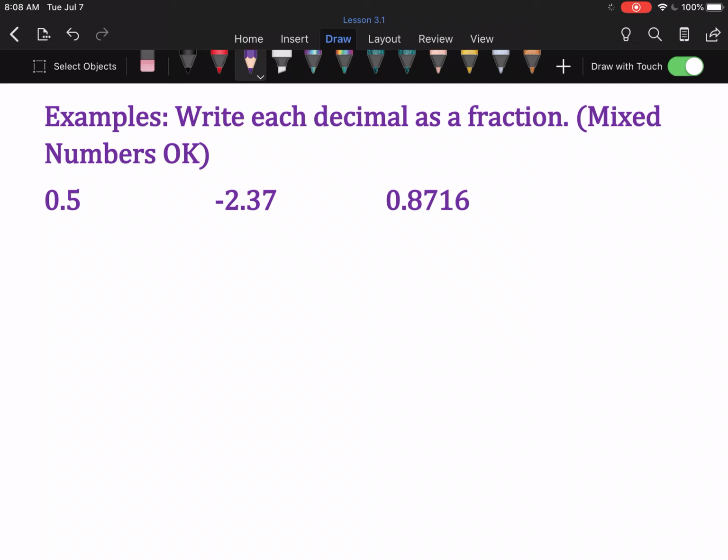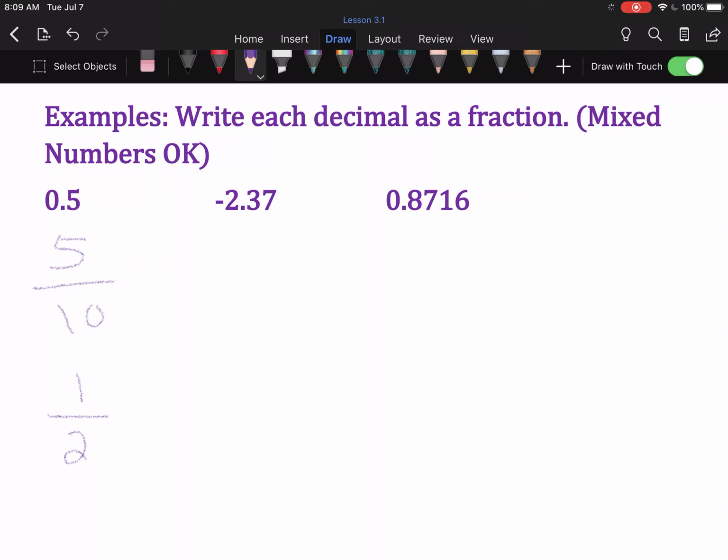This first decimal is 0.5. That number ends in the first place after the decimal, so that is 5/10. Well, 5/10 sounds an awful lot like a fraction. There's a reason for that. It is. All we have to do is take a look at our fraction and say, does this fraction simplify? And of course this does. Both of these numbers are divisible by 5, so 0.5 is actually 1/2.